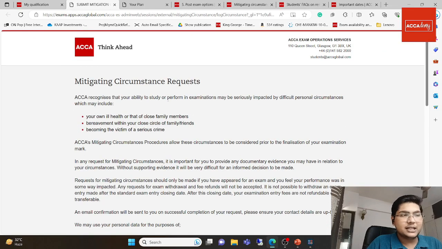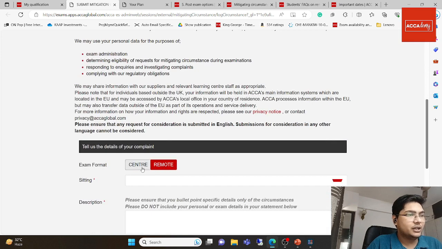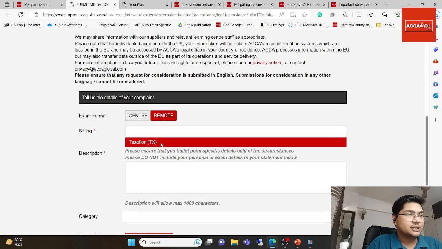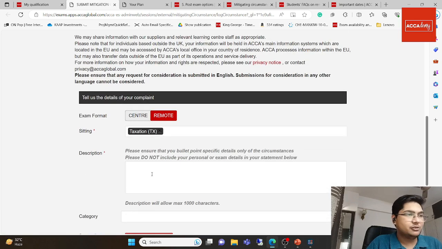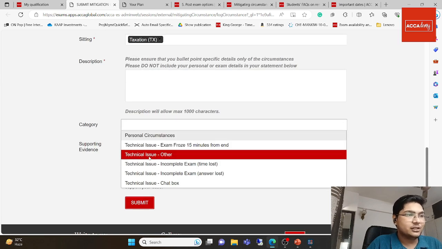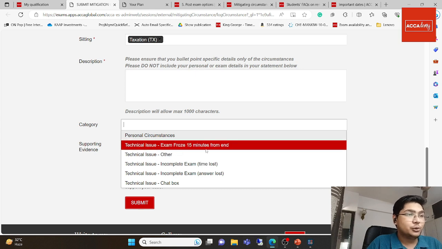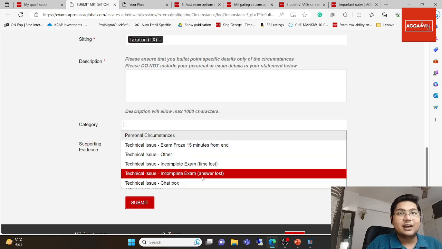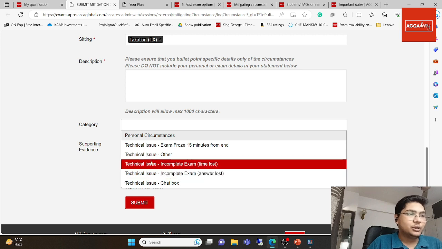So this is the page wherein you can actually find the mitigating circumstance request. From this, you have exam format. You can select remote or center. You can tell which setting I was giving for tax, so I have tax. Please answer category. You have a lot of categories: your personal circumstances, technical issue, other exam faults, 15 minutes from the end, incomplete exam, and time lost, answer lost. Time lost, answer lost can be the situations wherein you lost 20 to 30 minutes due to which you weren't able to answer all the questions, you lost your time, right? So you can always do that.